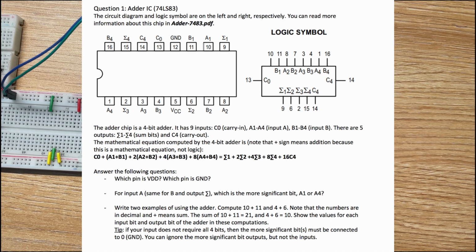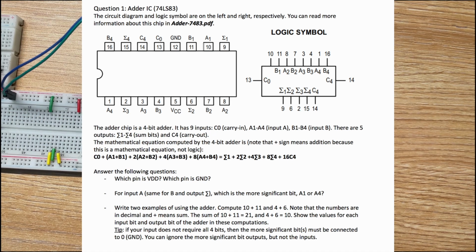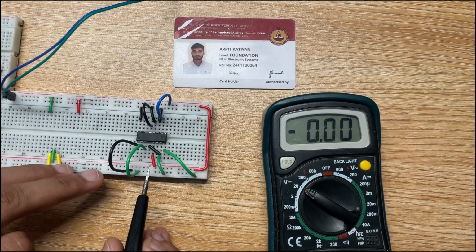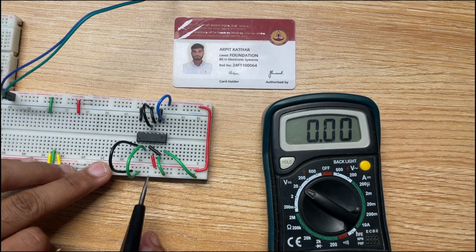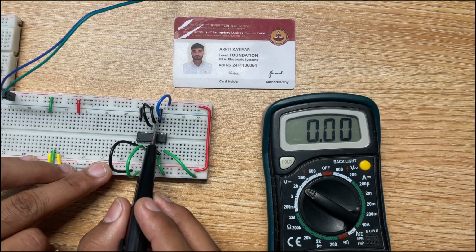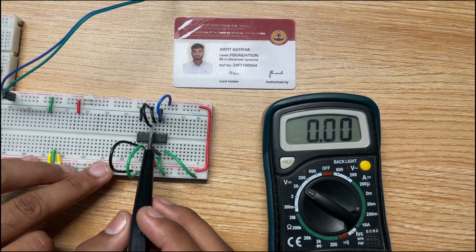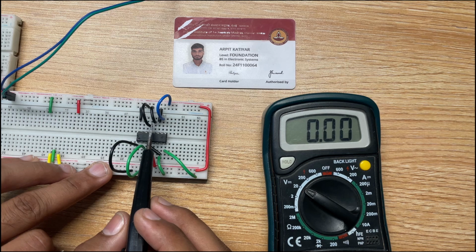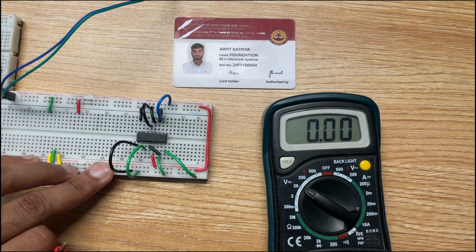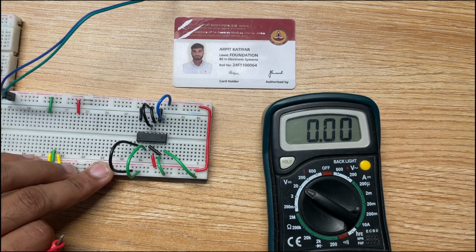So let's proceed with the physical experiment and see how I have connected it. I have connected pin 5 to the VCC, pin 12 to the ground, and C0 is connected to the ground. For A1 to A4, I am giving a value of 1, that is A1 is VCC, and A2, A3, A4 are grounded.